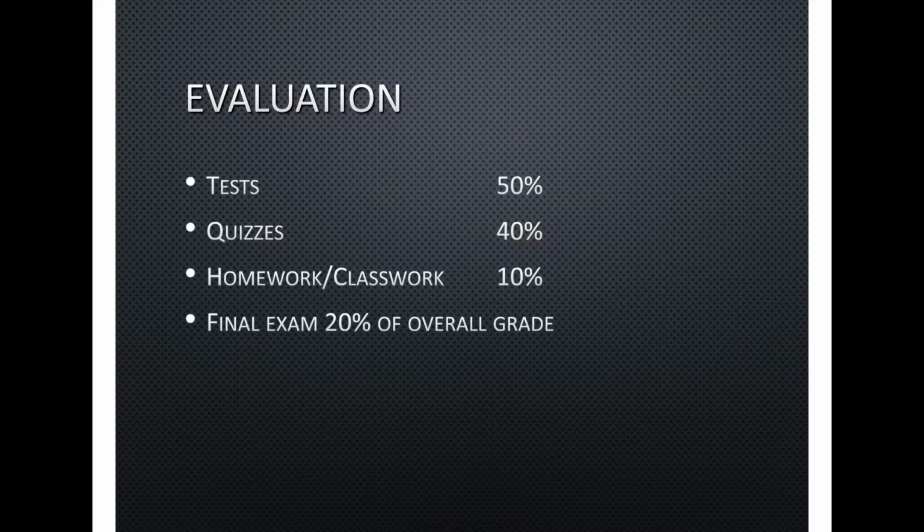So the grading goes like this. Tests are 50%, quizzes 40%, homework and classwork 10%. And then there's a final at the end that's 20% of their overall grade for the year. Now, homework and classwork is only 10%, but that doesn't mean the students shouldn't do or can get away with not doing the homework, right? There's a direct result between success on tests and quizzes and homework completion, especially with the videos. So it's important they watch them the night before.